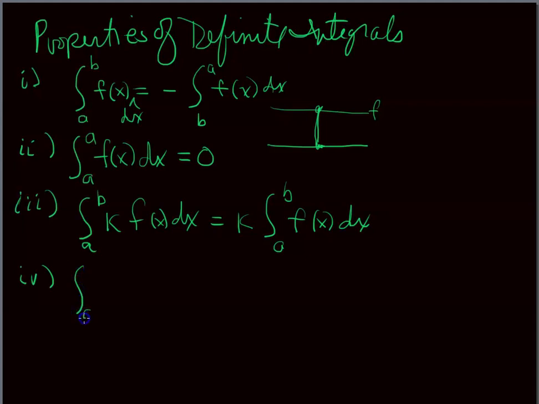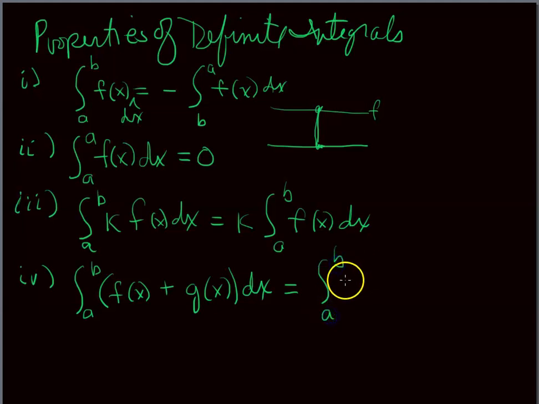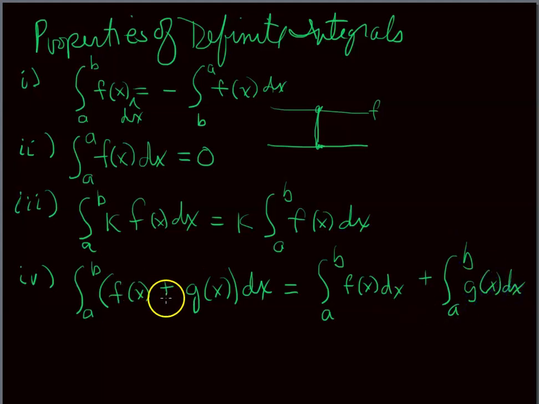IV, the fourth one. The integral from a to b of f of x plus g of x dx. Notice I put parentheses around both of those. You can split that up just like you can the summation. The integral from a to b of f of x dx plus the integral from a to b of g of x dx. And this works for subtraction also, but not multiplication or division. Something different there.